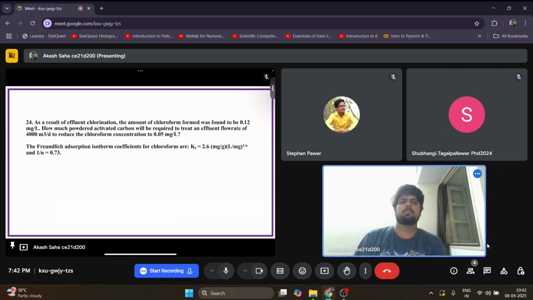Okay, I hope you understood the problem. So same here, the pollutant is chloroform, and the initial and final concentrations are again given, but here the adsorption coefficients are given. So we have to apply it and then calculate the answer.